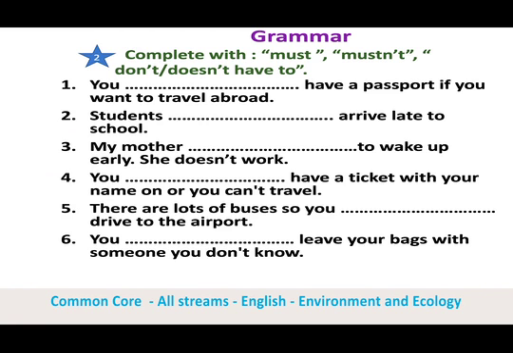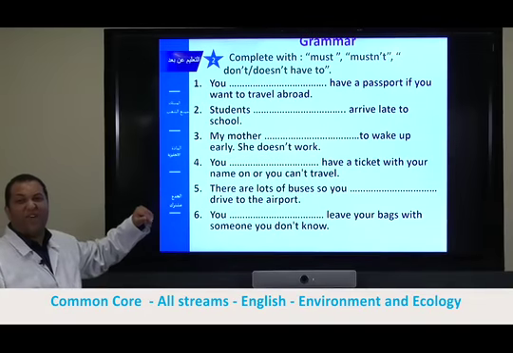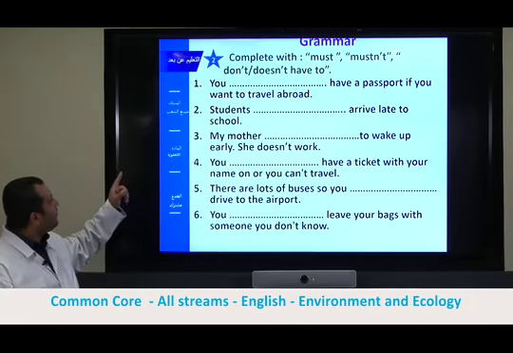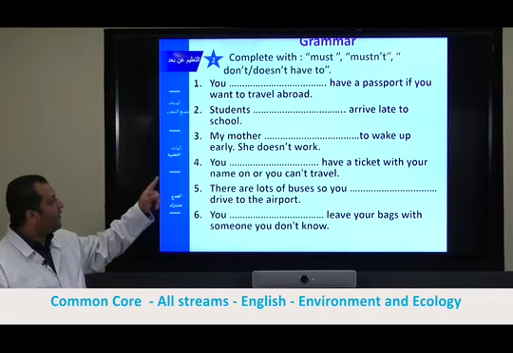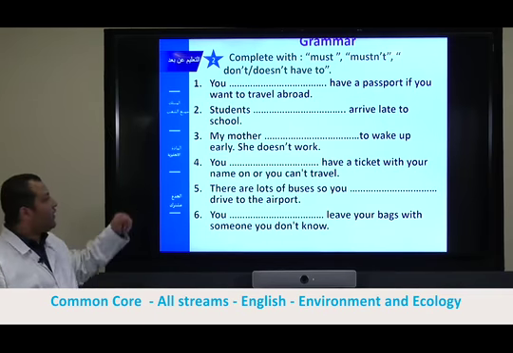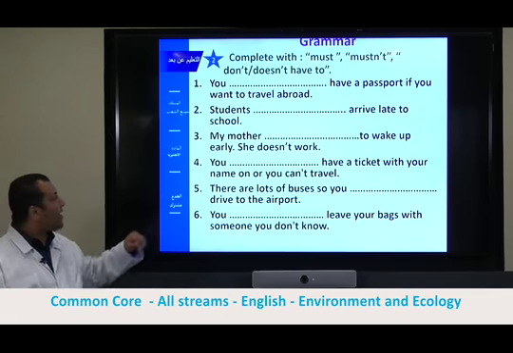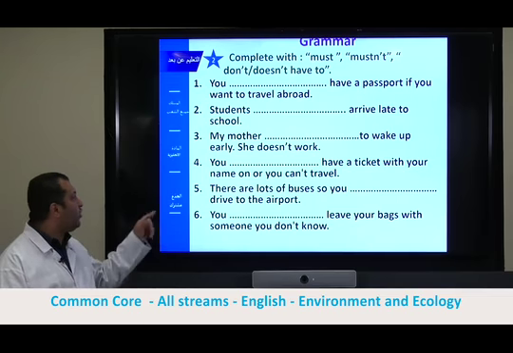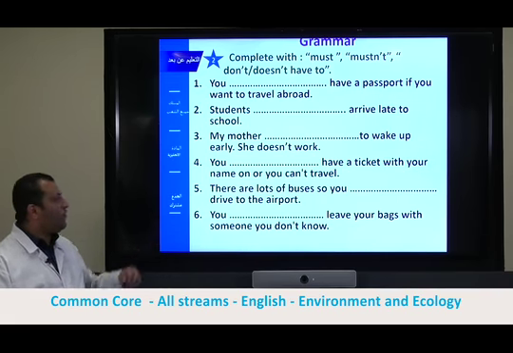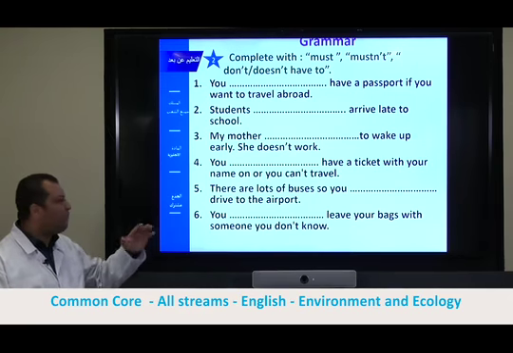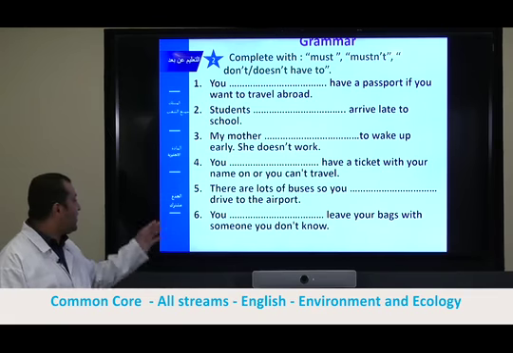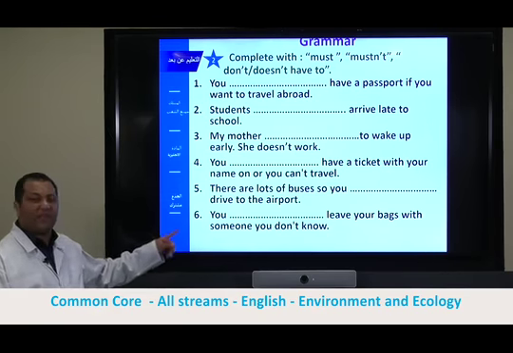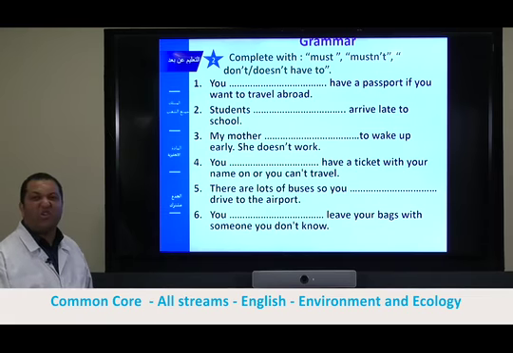Number 1, you can have a passport if you want to travel abroad. 2, students can arrive late to school. 3, my mother tends to wake up early. She doesn't work. 4, you don't have a ticket with your name on or you can't travel. 5, there are lots of buses, so you can drive to the airport. And the last one, number 6, you can leave your bags with someone you don't know. So let's correct after a few minutes.